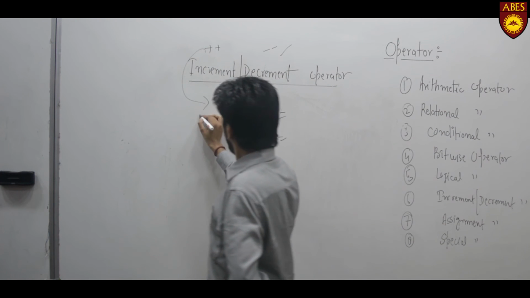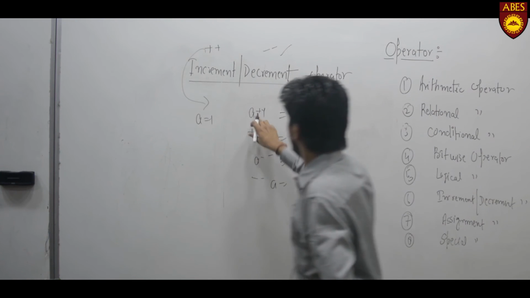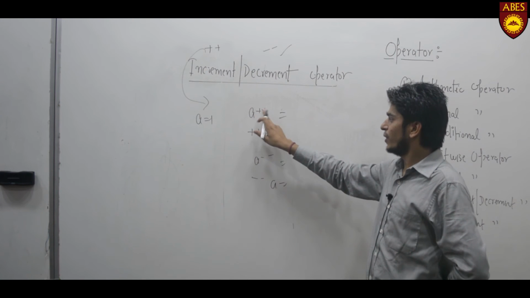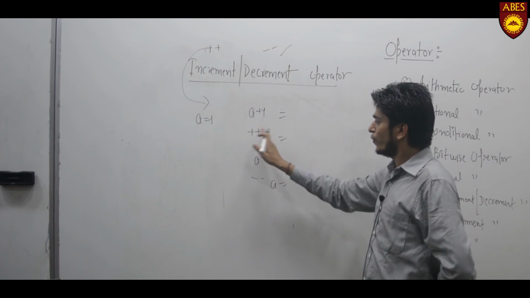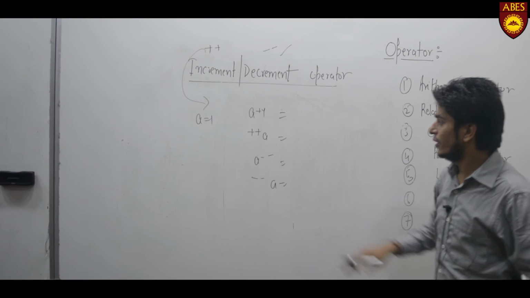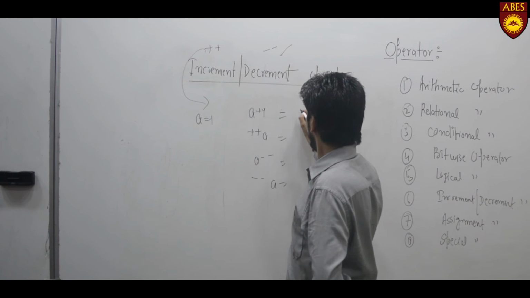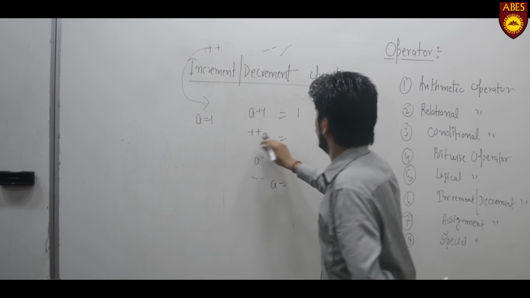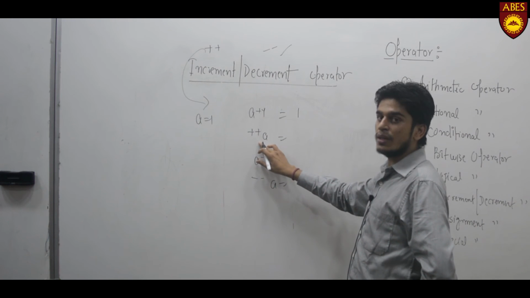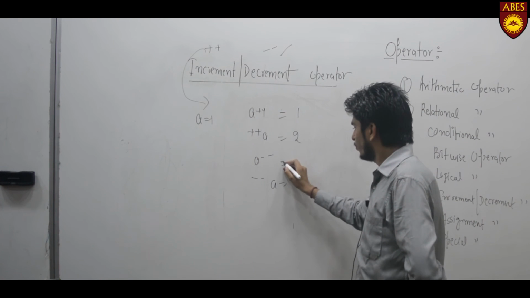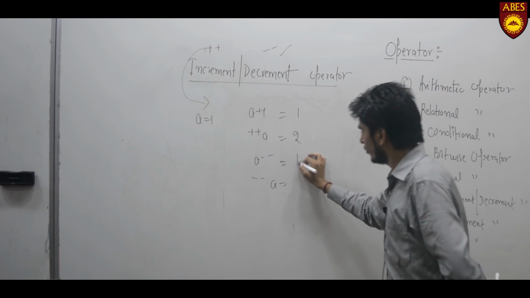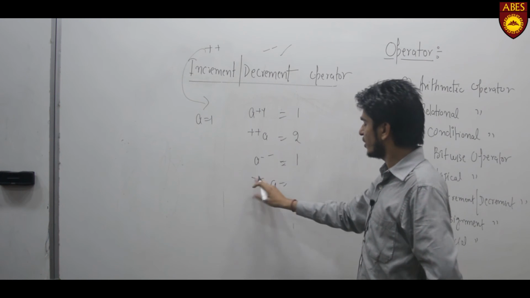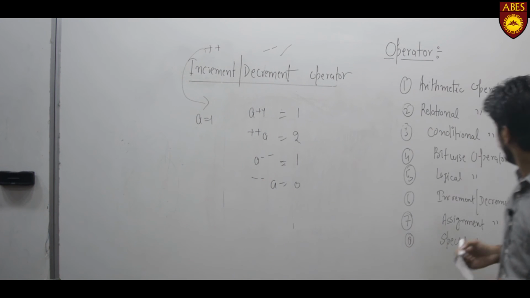If the value of a is 1, plus plus after a is called post increment, and plus plus before a is pre increment. For a plus plus, first the value is 1, then it increments. For plus plus a, first it increments, so the value is 2. For minus minus a, first it decrements, so the value is 0.